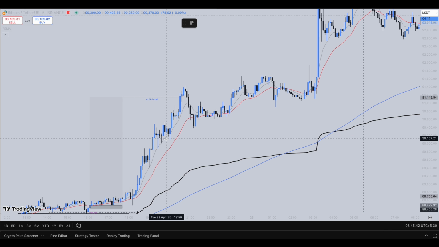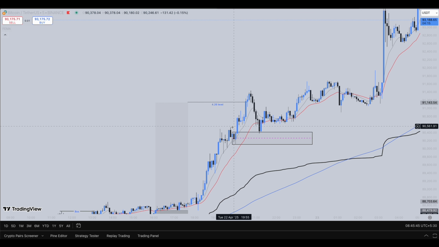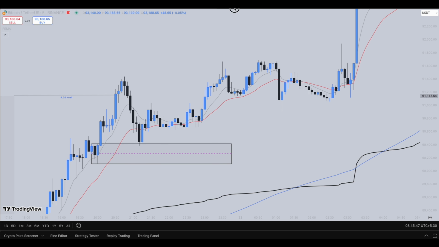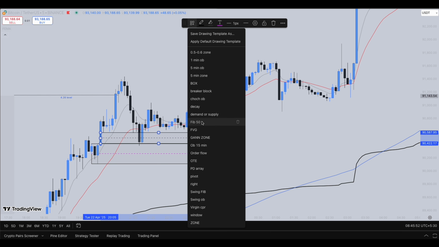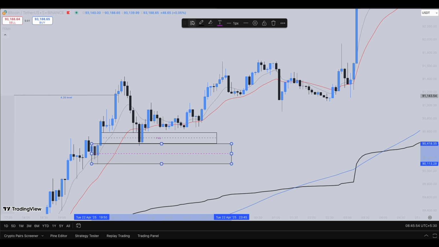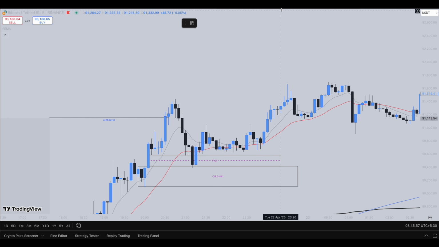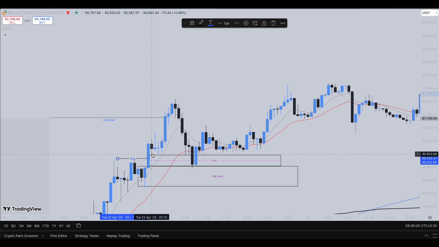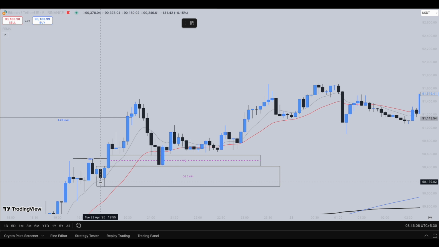And again, the market came and mitigated this order block level. You can see there is a fair value gap over here. This is the fair value gap, and this is the order block level. This is a 5-minute order block level where the market impulsively broke structure towards the upside with a fair value gap, or you could have plotted the optimum trade entry zone.